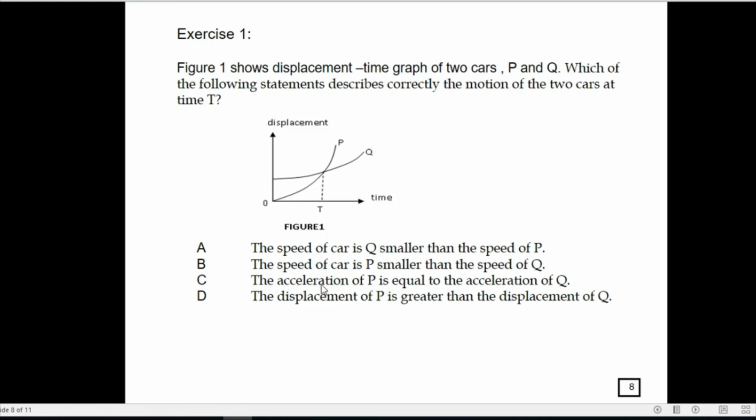Answer C and answer D are both wrong. C says the acceleration of P is equal to the acceleration of Q, but acceleration doesn't represent either the gradient or the area of the s-t graph. So that's why C is wrong. And D, displacement of P is greater than displacement of Q, is wrong because again, displacement doesn't represent any gradient nor the area of the graph.